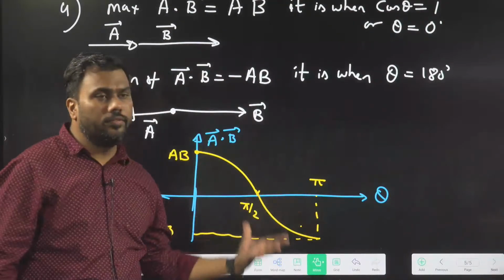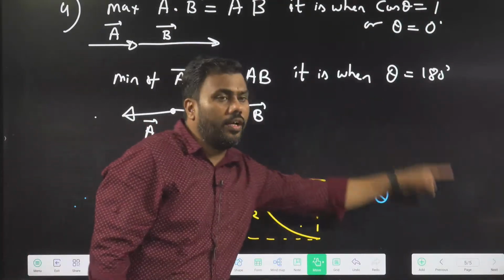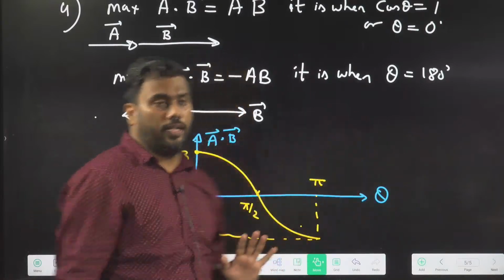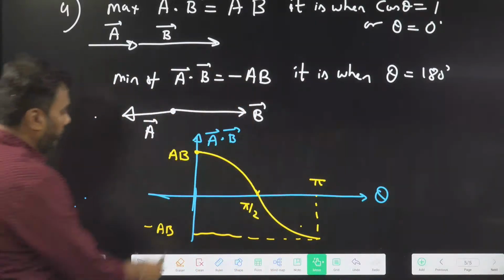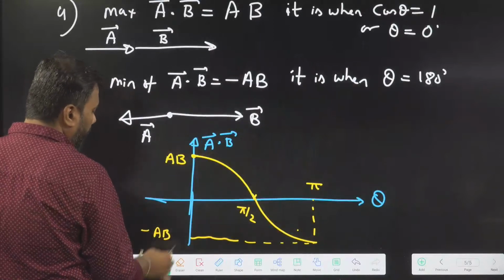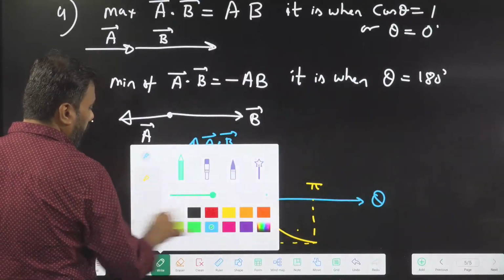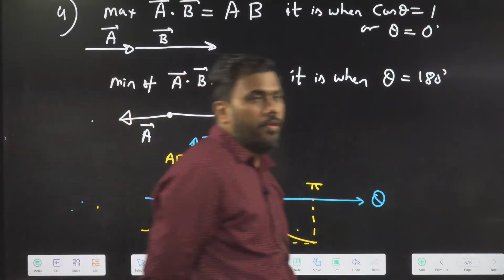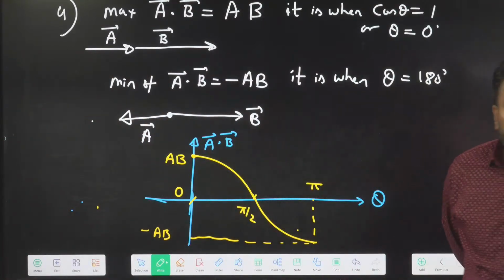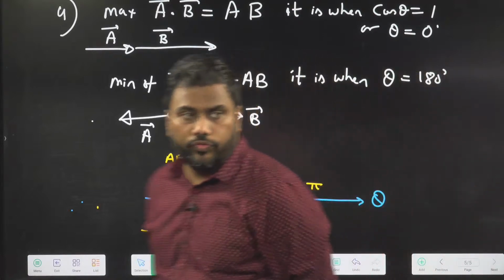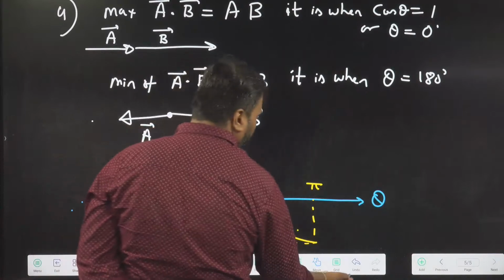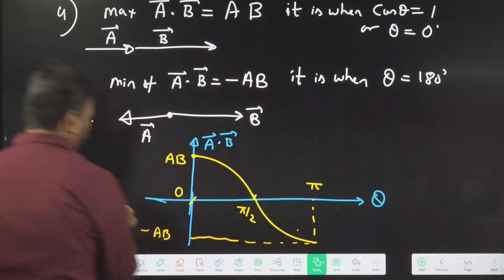Is this graph clear? And why am I not drawing the graph for more angles? Because the angle between two vectors is from 0 to 180. I am drawing the graph from 0 to 180. The graph is created for 0 to 180 angle. Clear? Is this point 100% clear? Okay, very good. Fourth point we have covered. Next point.